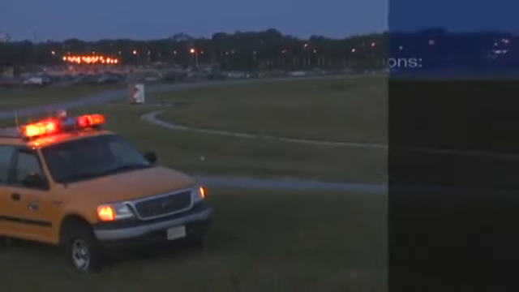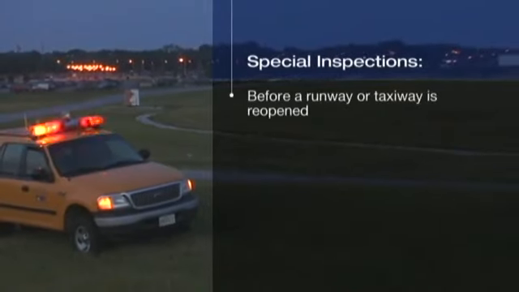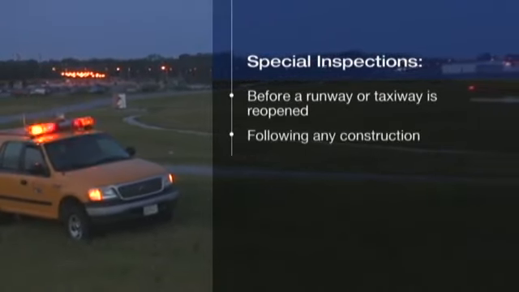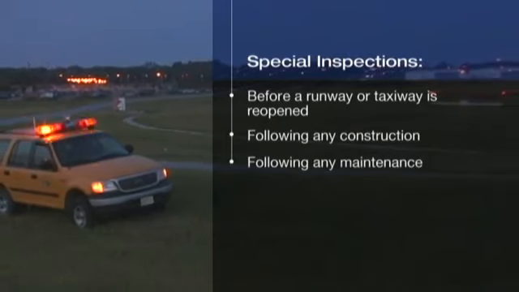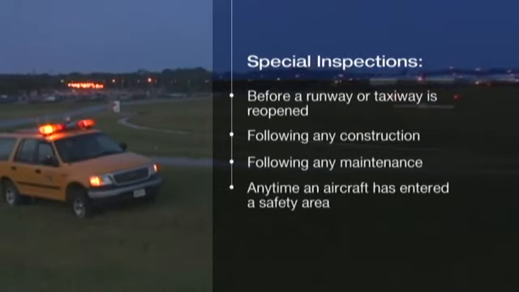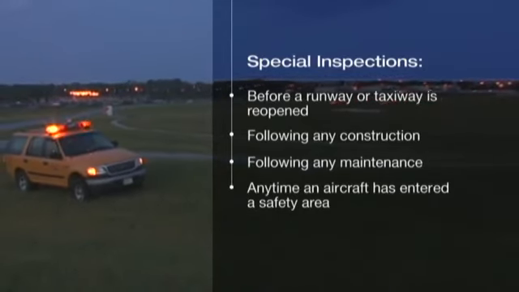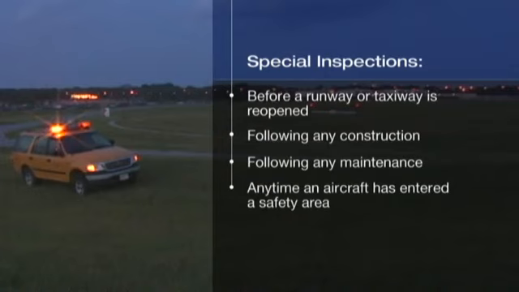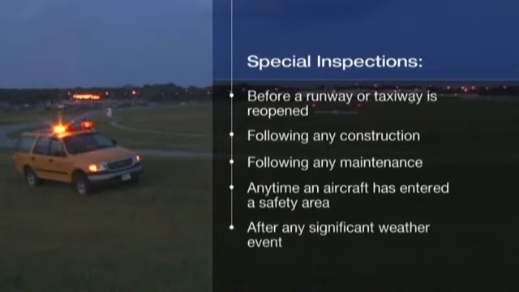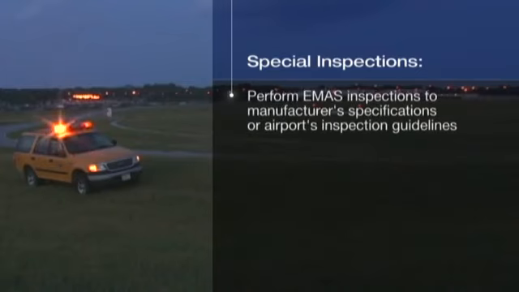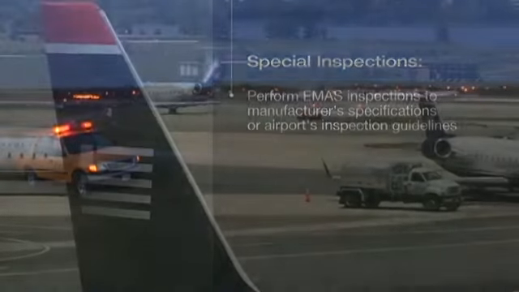So a special inspection should be conducted just before a runway or taxiway is reopened, following any construction or maintenance that has been performed in or around that safety area. Any time an aircraft has left the pavement and entered a safety area, a special inspection should be made to ensure no ruts or holes have been made by the aircraft's tires or by personnel or equipment during the recovery operation. After any significant weather event, at airports equipped with the Engineered Material Arresting System, or EMAS, inspections must be performed to the manufacturer's specifications or in accordance with the airport's inspection guidelines.